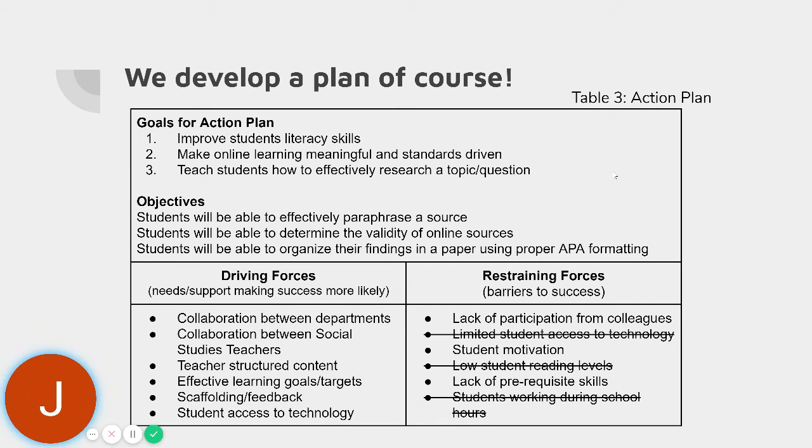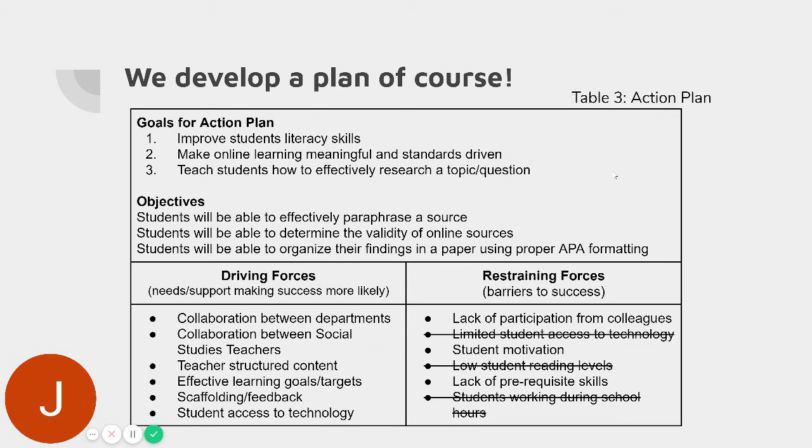Our objectives are: students will be able to effectively paraphrase a source. Students can determine the validity of online sources and not just accept the first thing they find. And they can organize their findings into a paper in proper APA format. What do we need to do to make this happen, though?